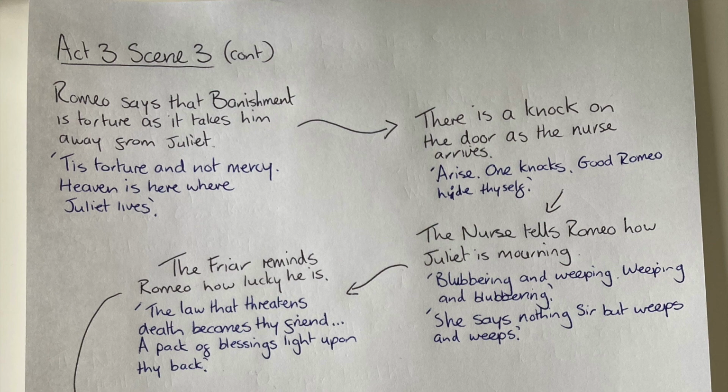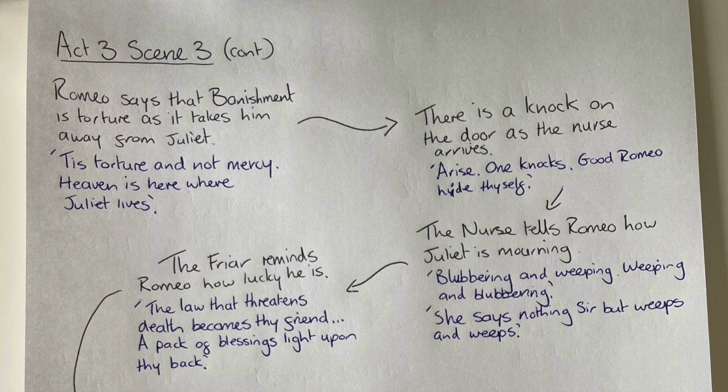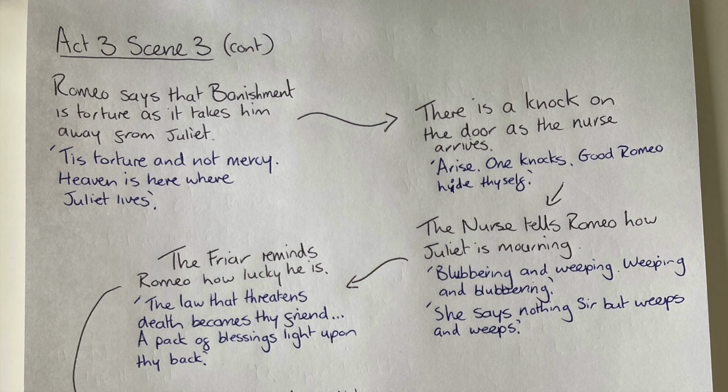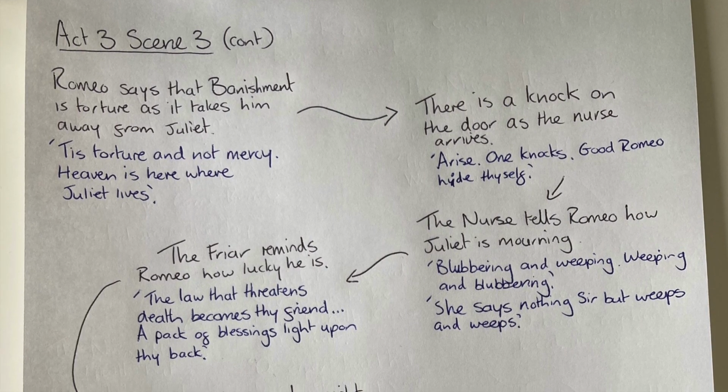Romeo, on the other hand, says that banishment is torture as it takes him away from Juliet. He says it's torture and not mercy. "Heaven is here where Juliet lives." And then at that moment there is a knock on the door and the nurse arrives. The friar says, "Arise, one knocks, good Romeo, hide thyself."